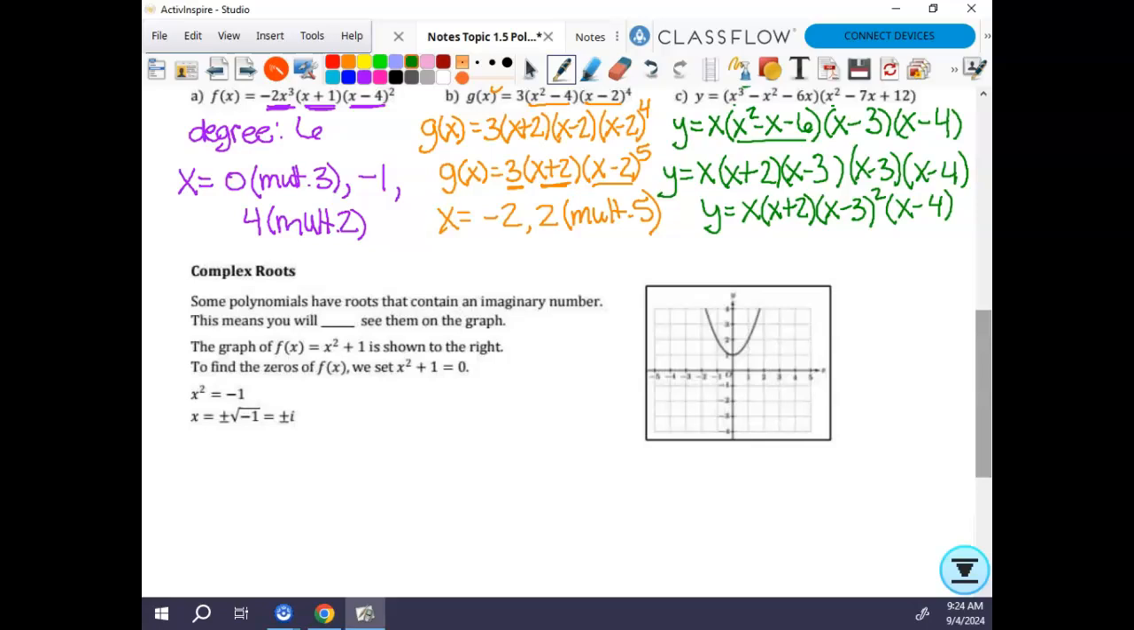Okay. So then x equals, what does this guy give me? 0. Then that gives me negative 2. That gives me 3 with a multiplicity of what? 2. And then this gives me 4.